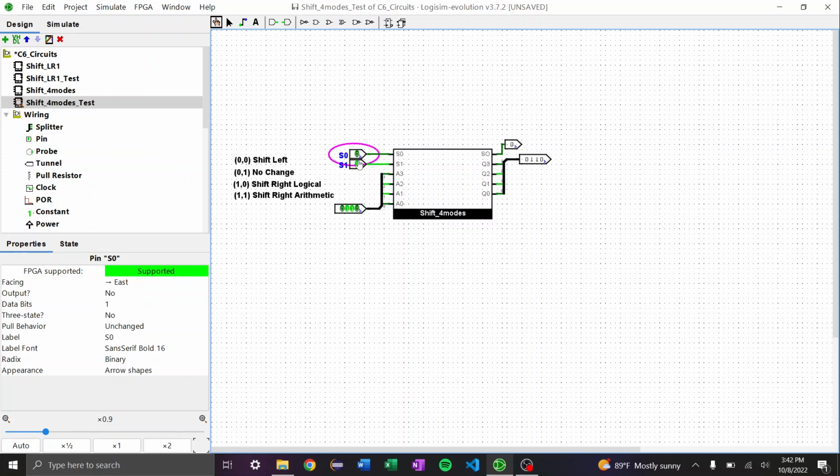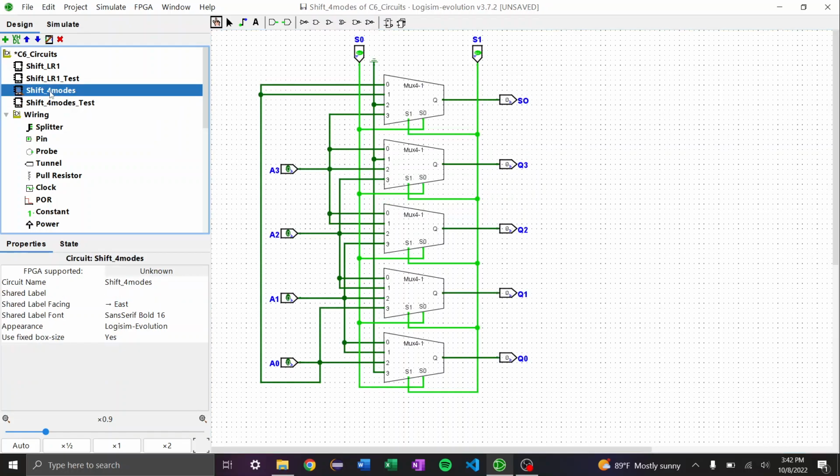Perfect. So, as you can see, it's pretty much the same as the last one, except now we just have multiple modes. So, let's check the strategy behind this one.